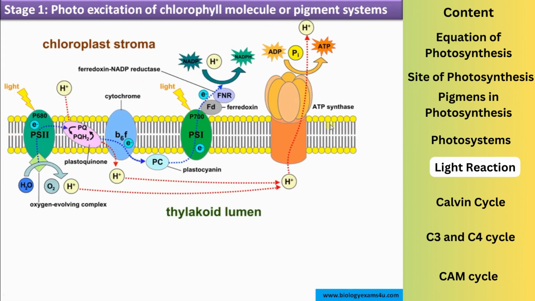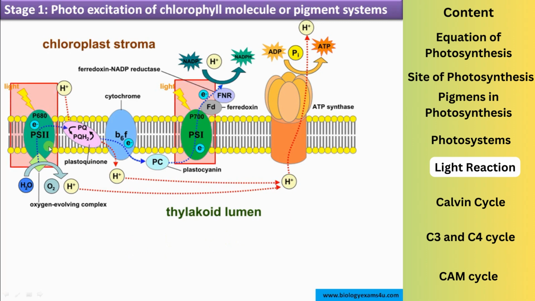So this is a thylakoid membrane, where photosystems and all other electron carriers are located along with ATP synthase. The thylakoid membrane is the site of the light-dependent reaction of photosynthesis. This is the chloroplast stroma, and this is the thylakoid lumen or thylakoid space. So the first step is the photoexcitation of pigment systems.